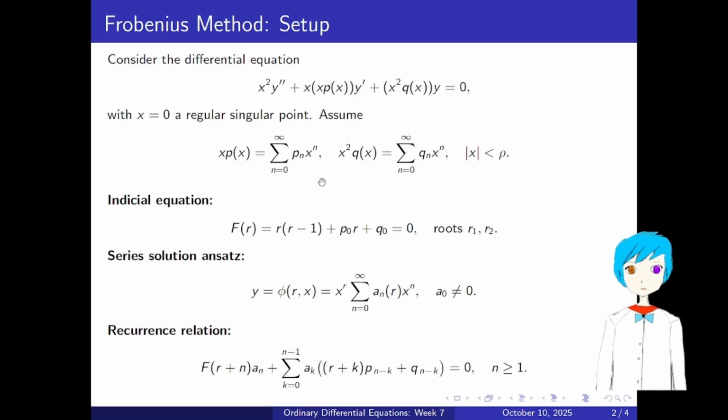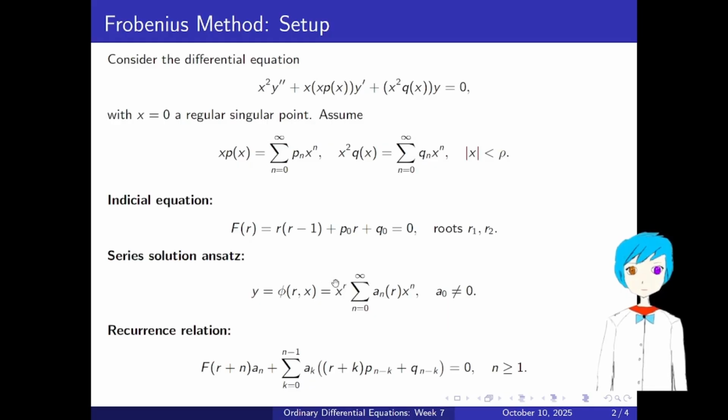For the regular singular points, we look at this equation with x equals 0 as a regular singular point. Suppose xp and x squared q have the series expansion in this form. We first solve the indicial equation to get the two roots r1 and r2. Similar to solving the Euler's equation, we assume that the solution takes this form, x^r times a series function. Note that for the Euler's equation, this whole series only has the lowest term 1, but as a more general case, the series may have infinitely many terms.